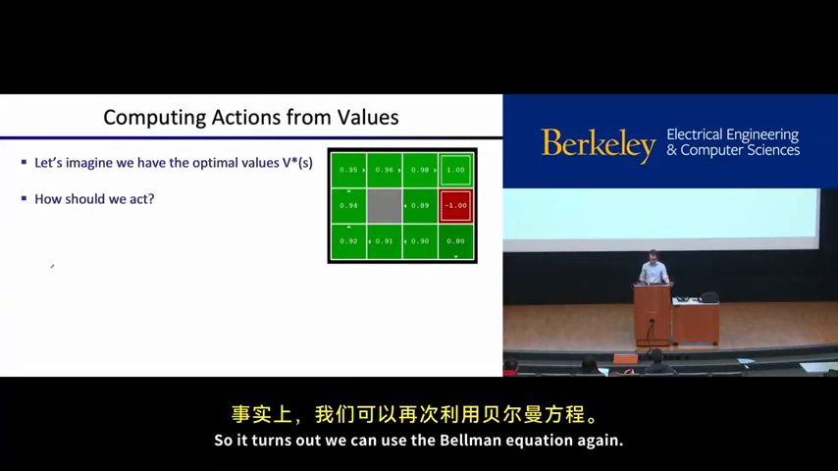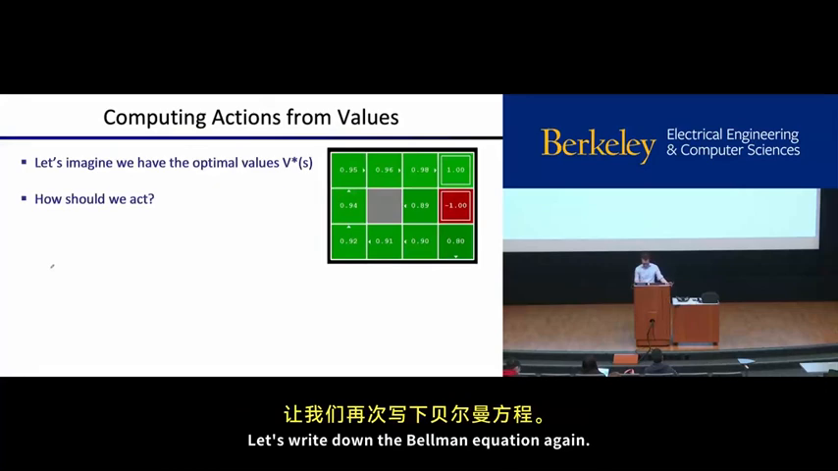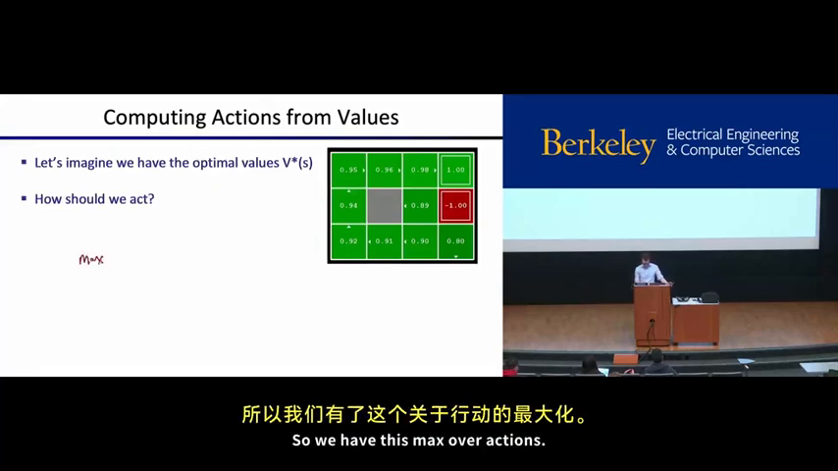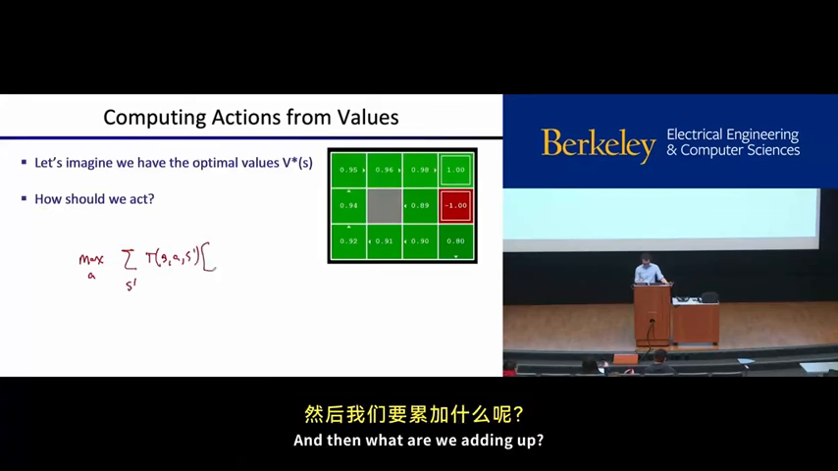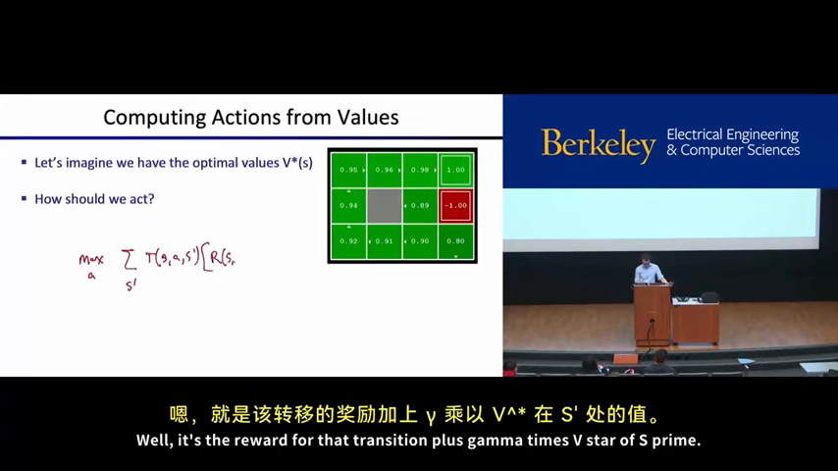So it turns out we can use the Bellman equation again. Let's write down the Bellman equation again, right? So we have this max over actions. We have this sum over states of all the transition probabilities, T(s, a, s'). And then what are we adding up? Well, it's the reward for that transition plus gamma times V star of s'.